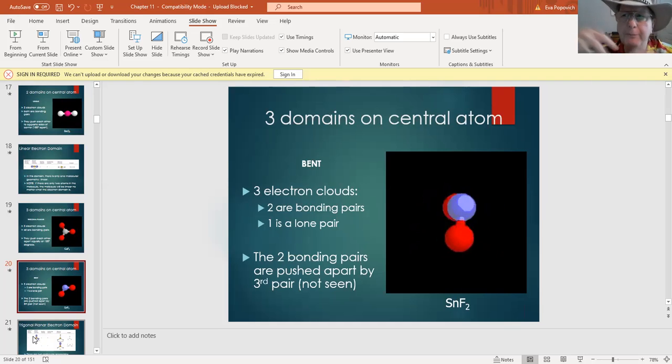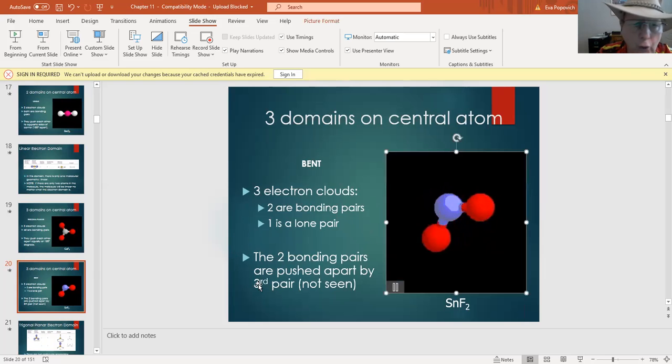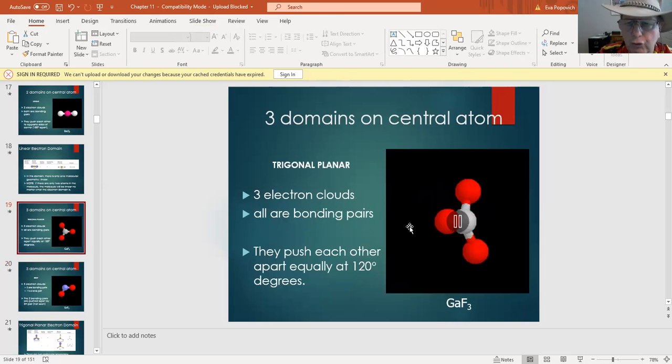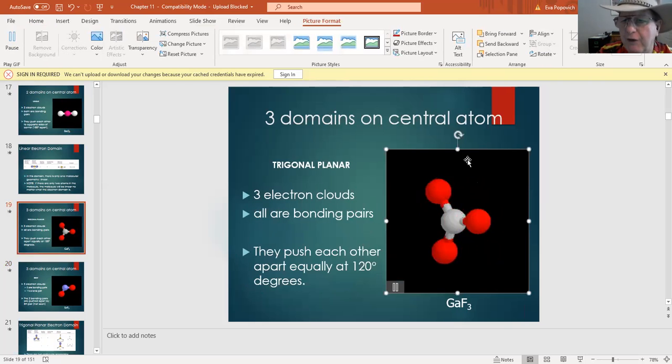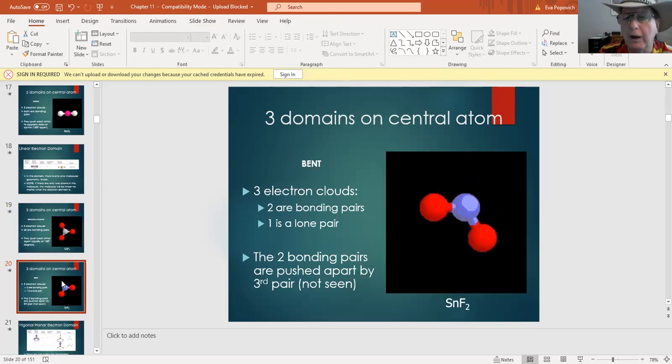Now, from what I've been talking about so far, do you see the bond angle between the red, silver, and red there? Do you think that bond angle is going to be bigger or smaller than 120 degrees? If everything's the same, those bond angles are going to be 120 degrees. If I put a lone pair out there, does that make that bond angle more or less?